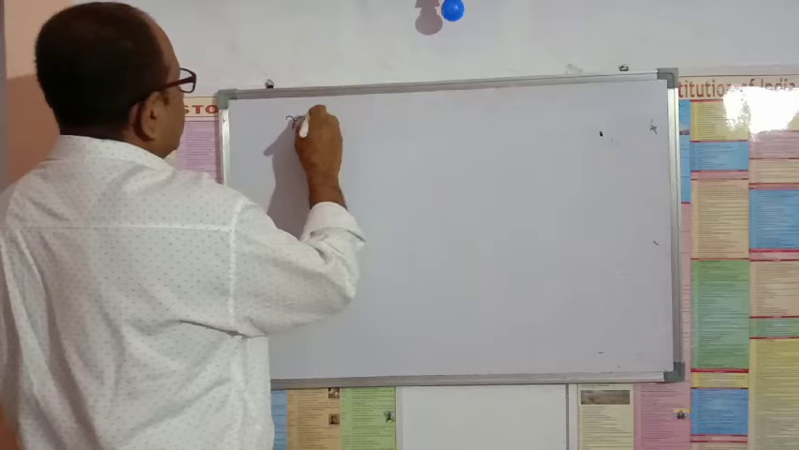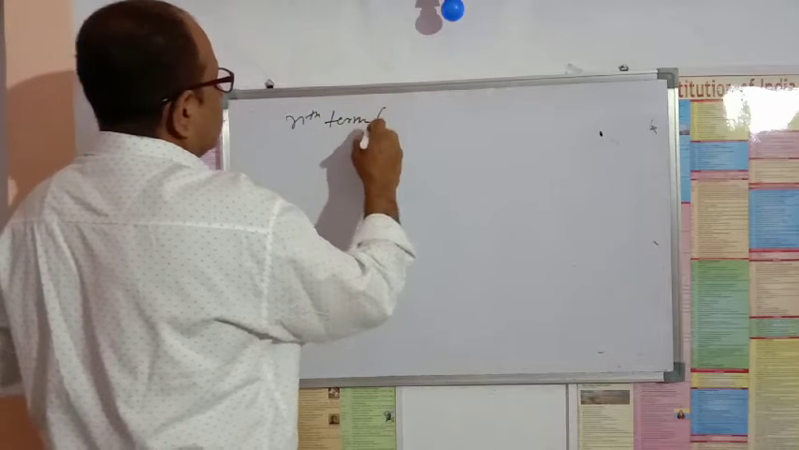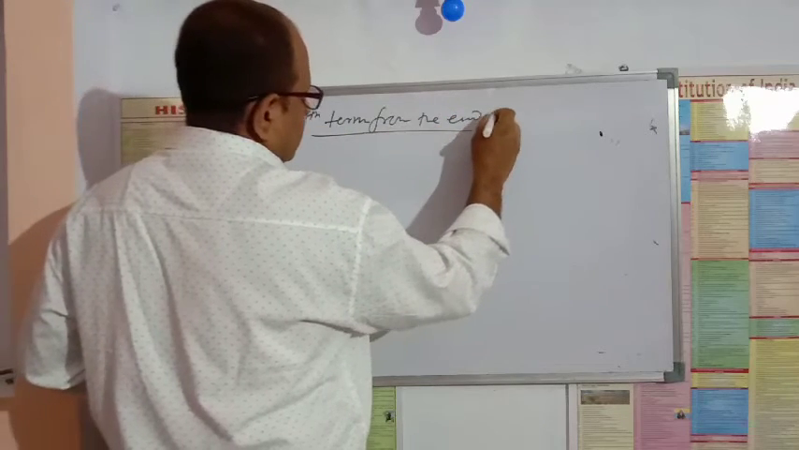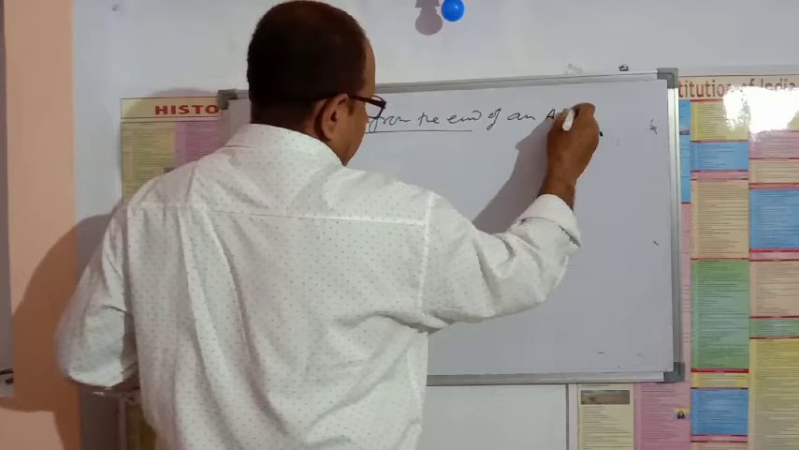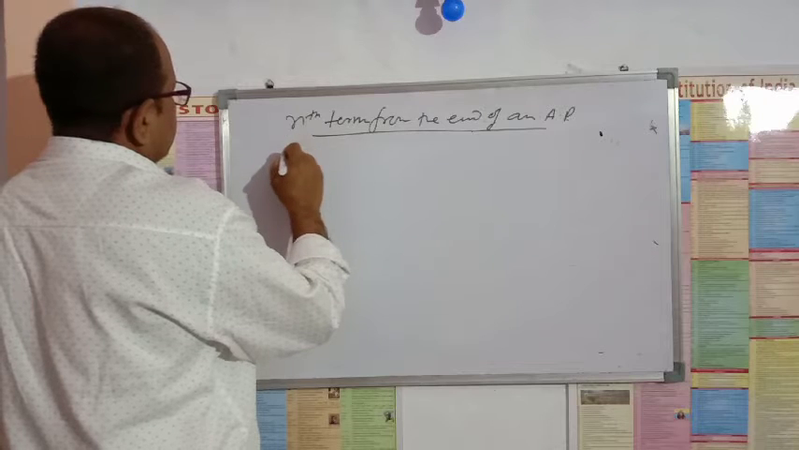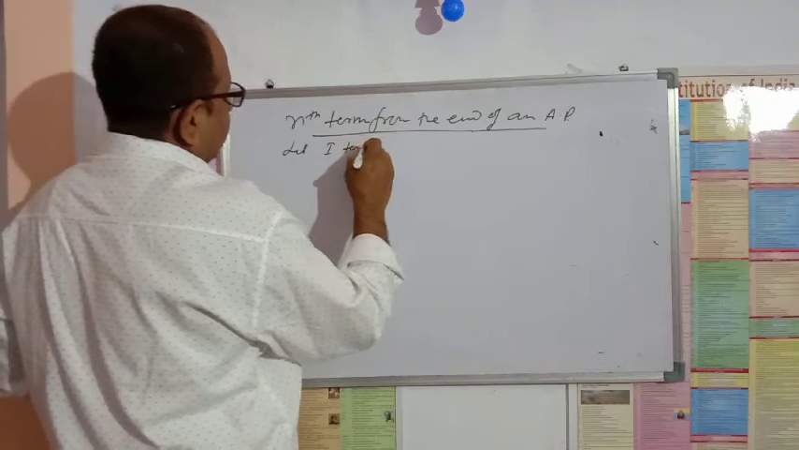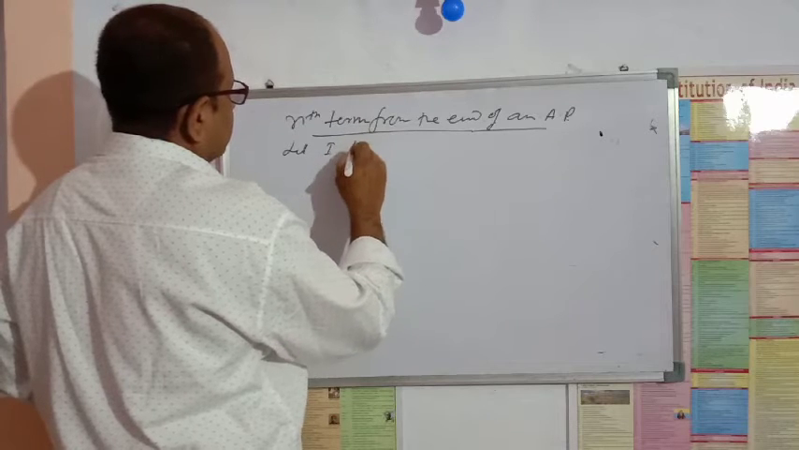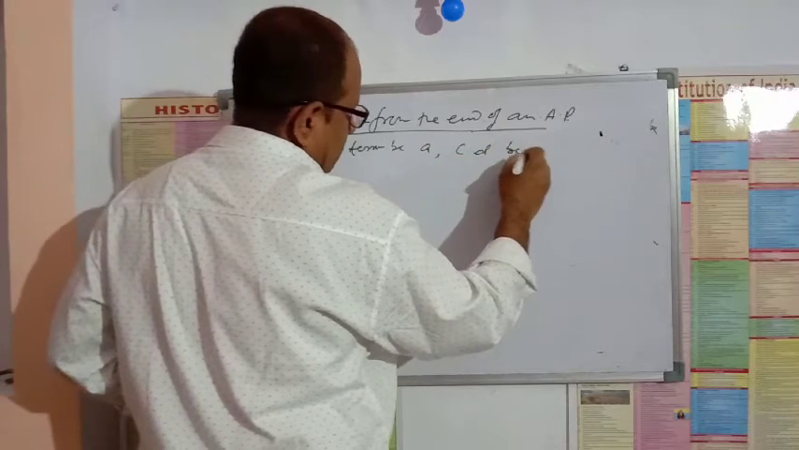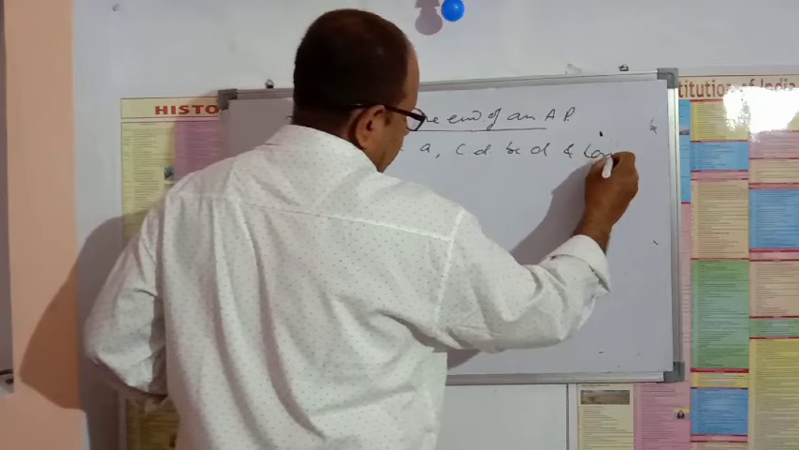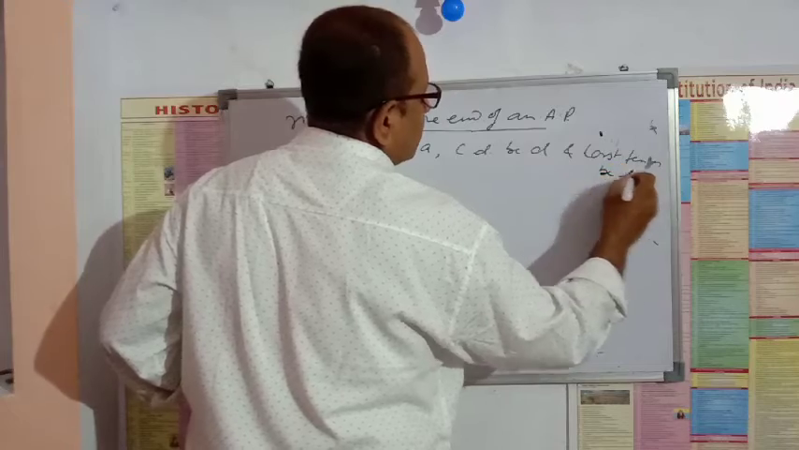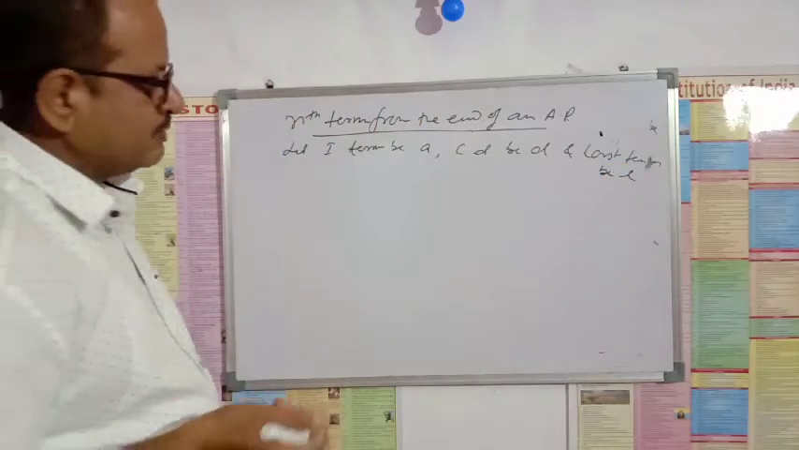So, the nth term from the end of an AP. Let the first term be A, the common difference be D, the last term be L, and the total number of terms be n.